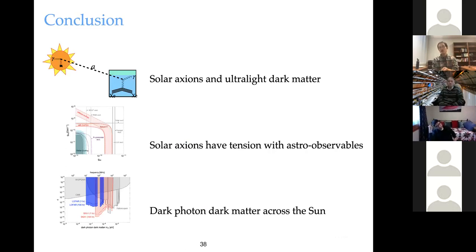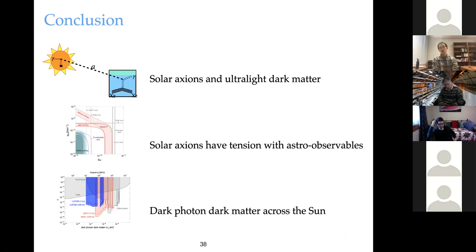I think they suffer from a lot of systematic uncertainty, and the paper seems to treat all the systematic uncertainty as statistical uncertainty. Just think about that, and then you get very strong constraints. But we should admit that the solar axion really still has tension with astro observables, and there are several ways to alleviate it.